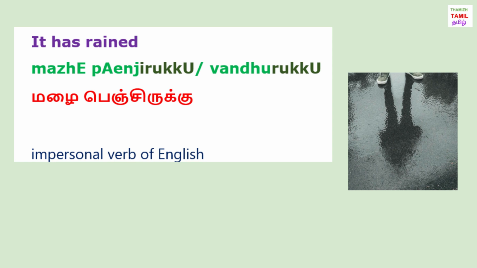It has rained. மழை பெஞ்சிருக்கு or மழை வந்திருக்கு. You could say either of it. It's an impersonal verb of English. It's not someone in action, it's just rain in action. மழை பெஞ்சிருக்கு. It has rained. மழை வந்திருக்கு. It has rained.